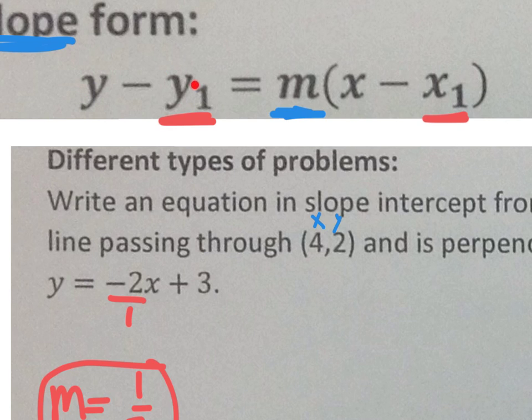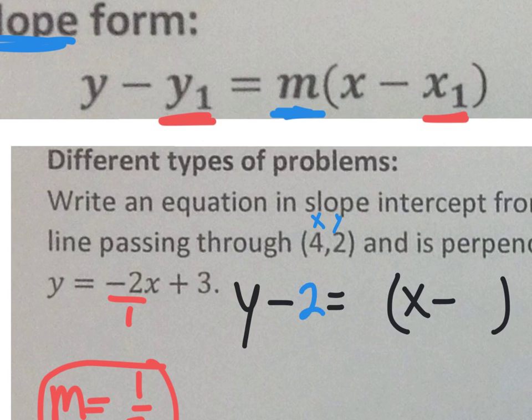Y minus y1 equals m parentheses x minus x1. So what I would do is start out by first writing this whole form without the x1, y1, or m. So I'm going to write it with blank spots. Check it out. There it is. Y minus y1 is going to go right here. So what's y1? Here's y1. It's going to be a 2. So I'm going to put a 2 right there.